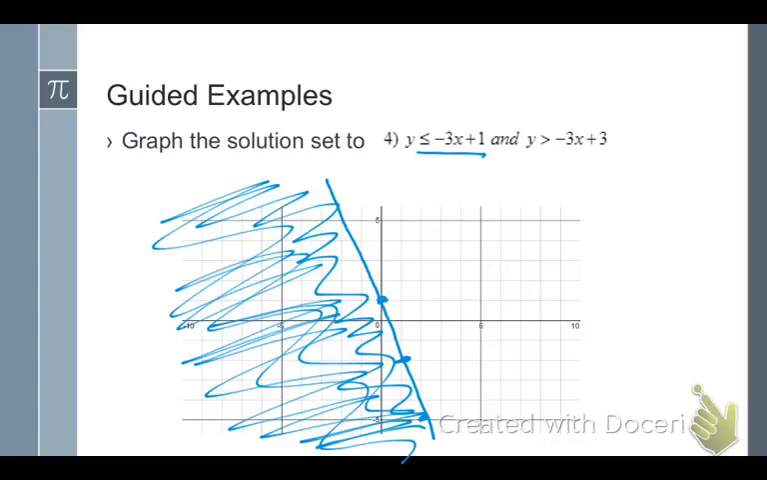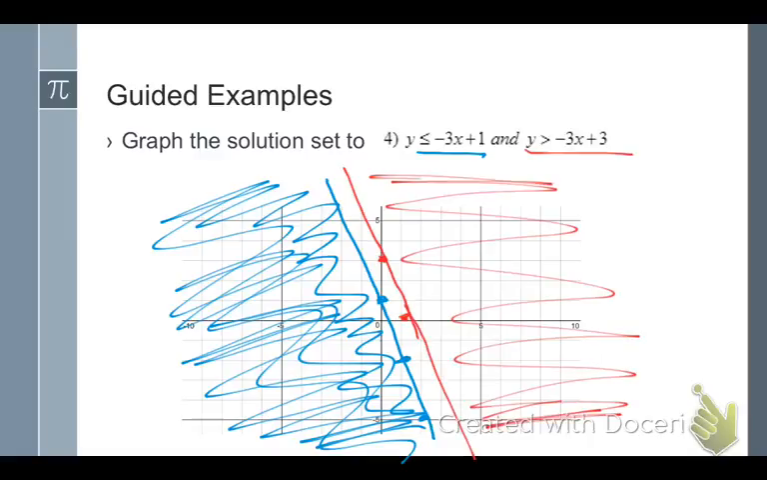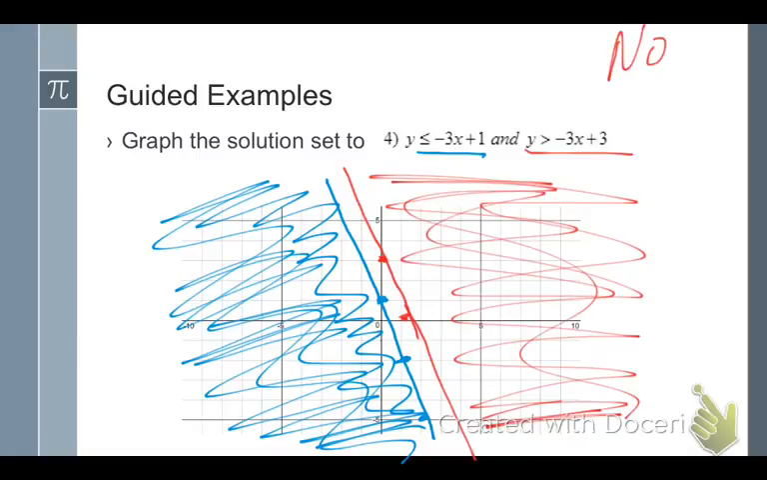And I'm going to graph my second inequality using red, y greater than -3x plus 3. So there's my y-intercept, and again it's down 3 over 1. I didn't do that right, did I? Yeah, I did. Down 3 over 1. So I get a line like this, and I want to be greater than that. And what I see is there's no overlap. So this one actually has no solution. These are, again, parallel lines, so they won't intersect.